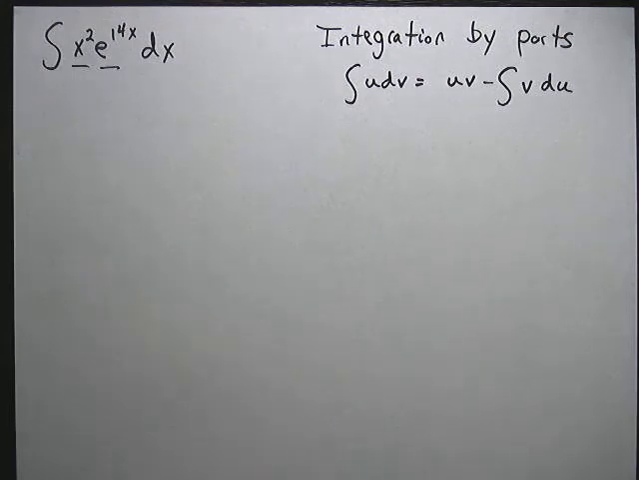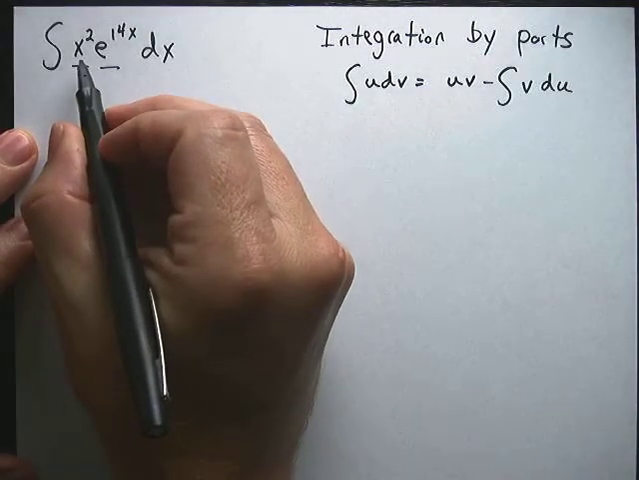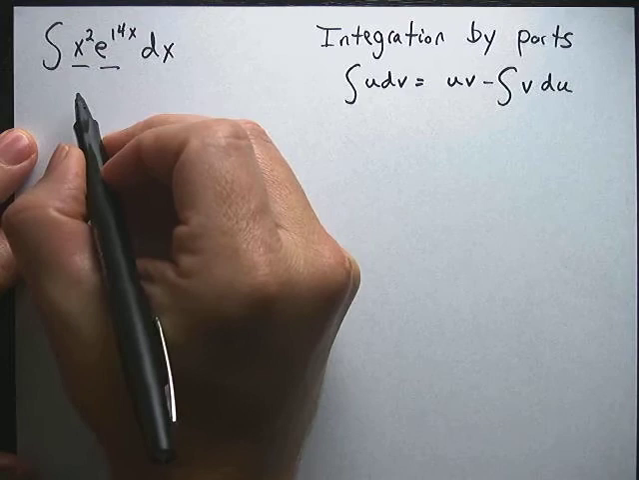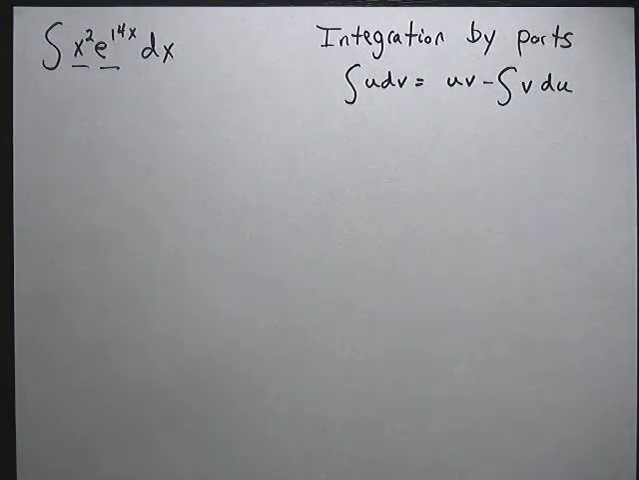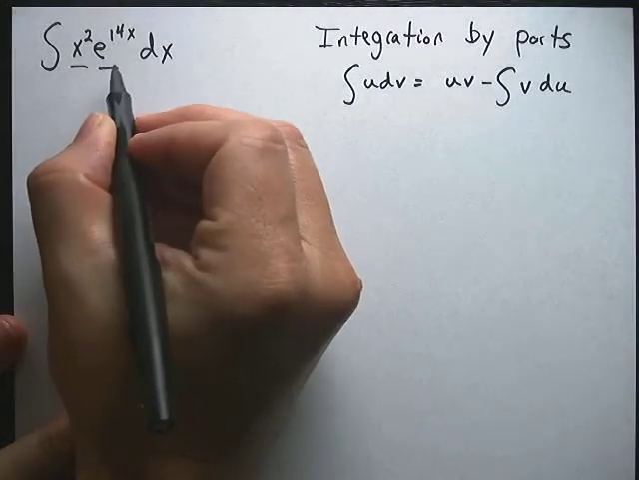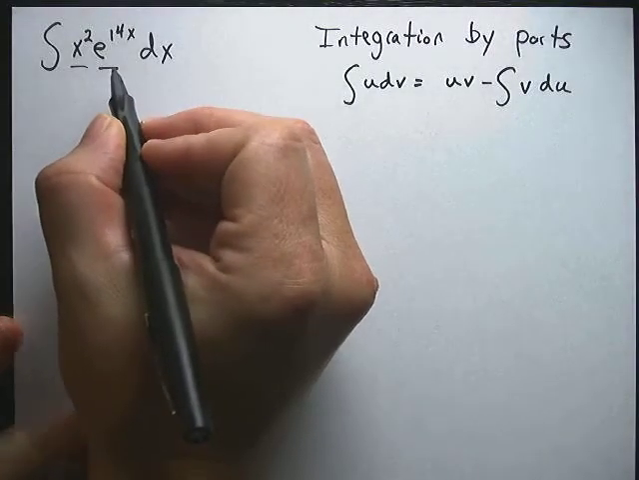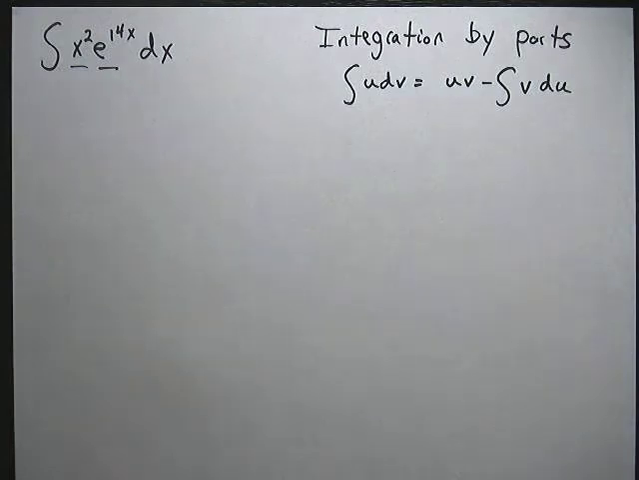The one you want to choose for your u will be the one whose derivative decreases in power. So in other words, if we take the derivative of x squared, it's going to turn into a 2x. And if we do that again, it's going to turn into just a 2. So that's the one that, as we take the derivative, will start going away for us. But if we used this one as our u and we took the derivative, well, the derivative of e to the 14x is just 14 e to the 14x. So we don't want to use that as our u.